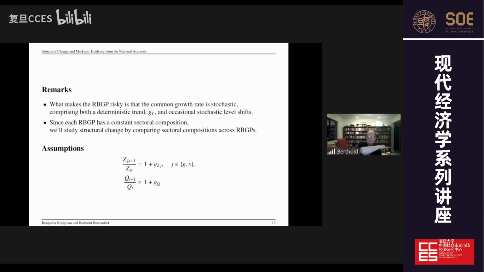Remarks: what makes the balanced growth path risky is that the common growth rate is stochastic, comprising both a deterministic trend and these occasional stochastic level shifts. Since each risky balanced growth path has a constant sectoral composition, we'll study structural change by comparing sectoral compositions across risky balanced growth paths. We'll assume that on each balanced growth path, the sectoral trends are constant and the trend for the quality improvements of capital is constant as well.